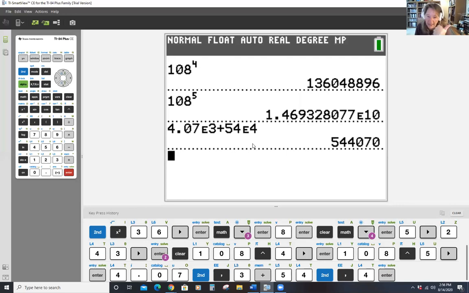So we talked about the negative. We talked about the importance of parentheses. Actually, let me go ahead and stop share. We talked about the importance of parentheses. We talked about the importance of the negative sign versus the minus sign. We talked about order of operations, and we talked about how to handle fractions. I think that's about it.